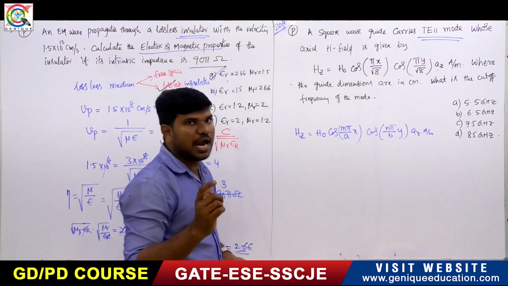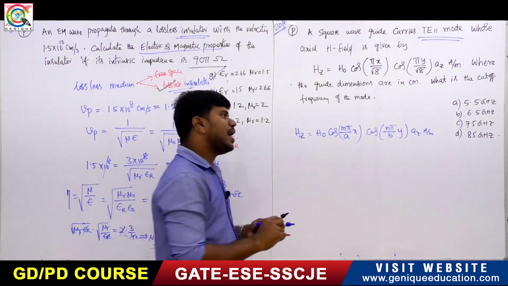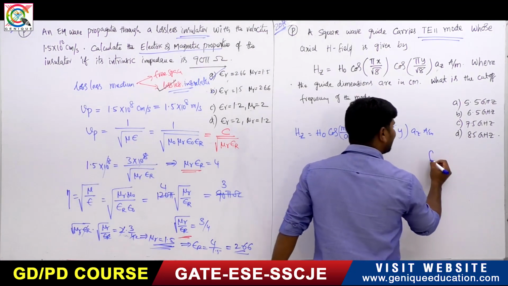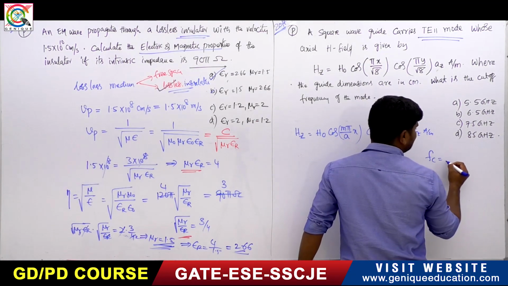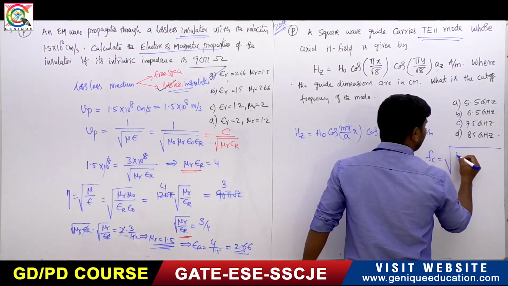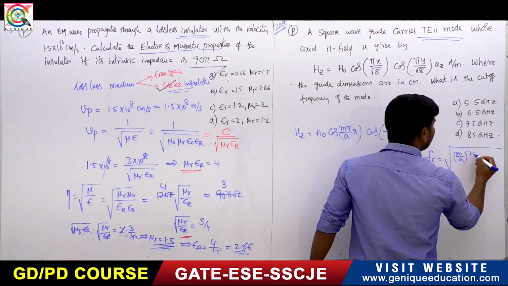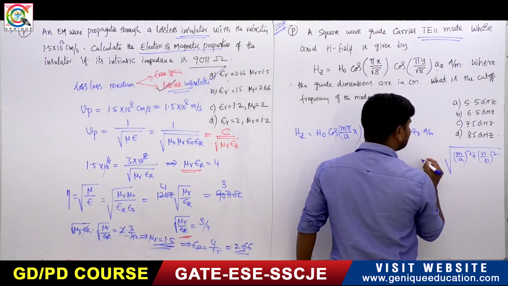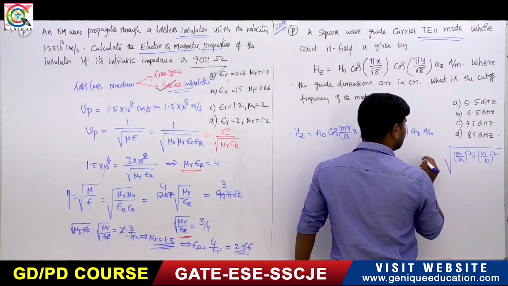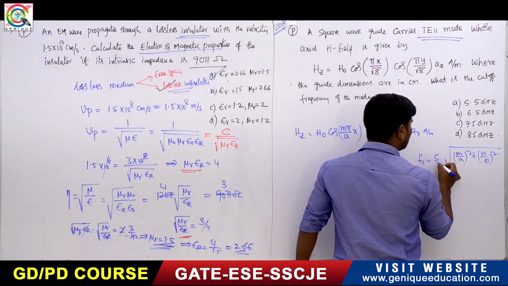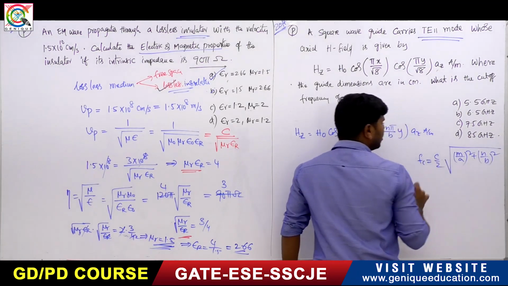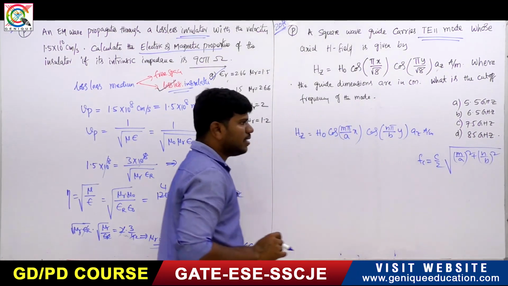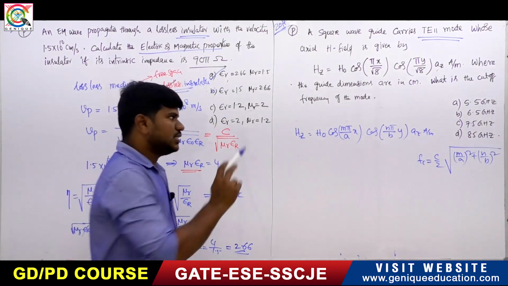Actually, what we have to find? We have to find the cutoff frequency. To find the cutoff frequency, what is the cutoff frequency expression? Fc is equal to c by 2 into root over (m by a) whole square plus (n by b) whole square. Right?